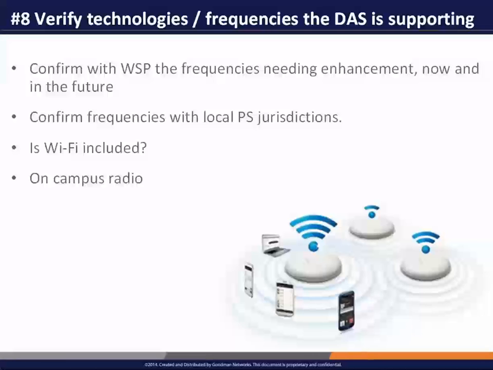The other piece of this is Wi-Fi included. So many of the new systems have the ability to support Wi-Fi in a variety of different means, and be sure to ask the integrator or the designer if it will support Wi-Fi. And this goes back to number one, when you did your wireless needs assessment, is that a requirement? Is that something that you want to consider as an add-on while you're building out your DAS systems?